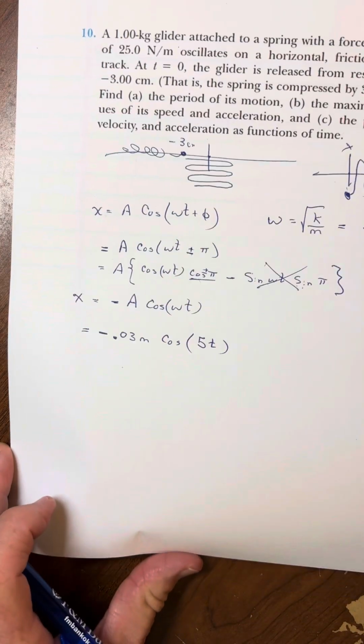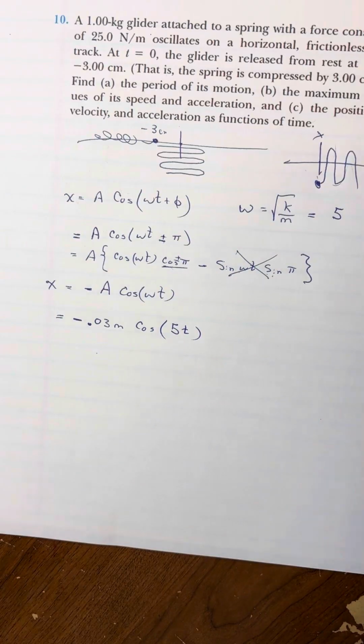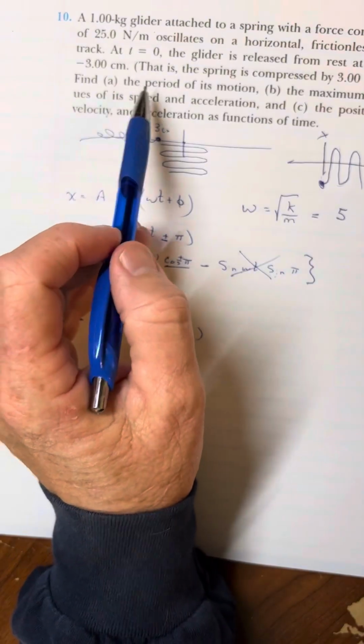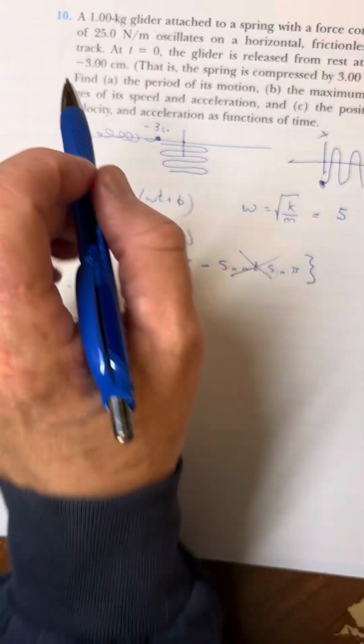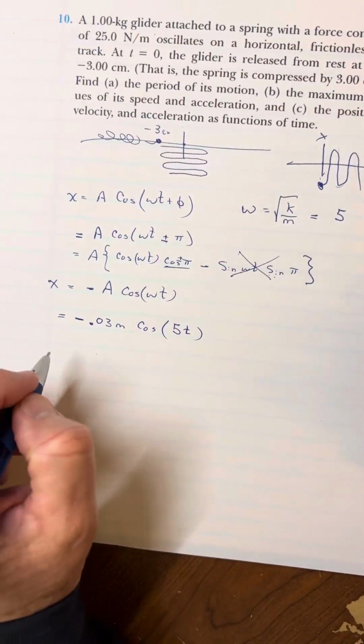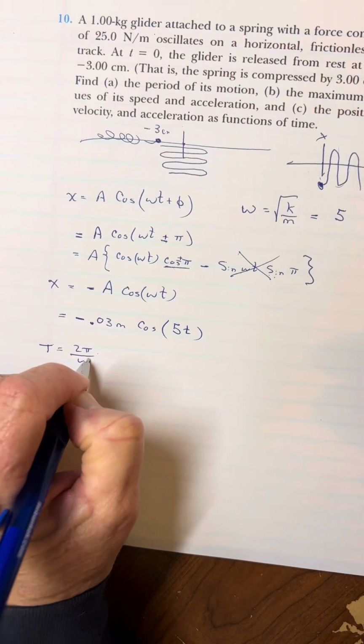And so there would be the mathematical equation for the position of it. Now, I don't know if I need that or not, but let's go on to the first question. Find A, the period of motion. All right, so the period of motion is 2 pi divided by omega.